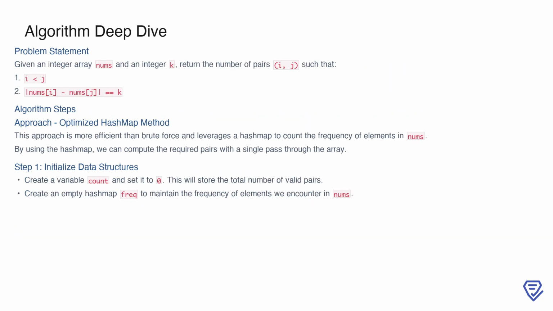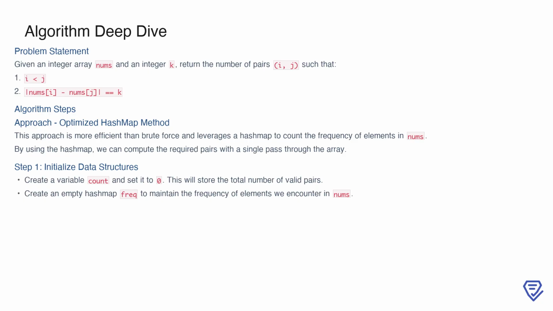In this problem, we are tasked with finding the number of pairs in an array where the absolute difference between the elements equals a given value k. Specifically, for a pair of indices i and j, we need to ensure that i is less than j, and the absolute difference between the numbers at these indices is exactly k.